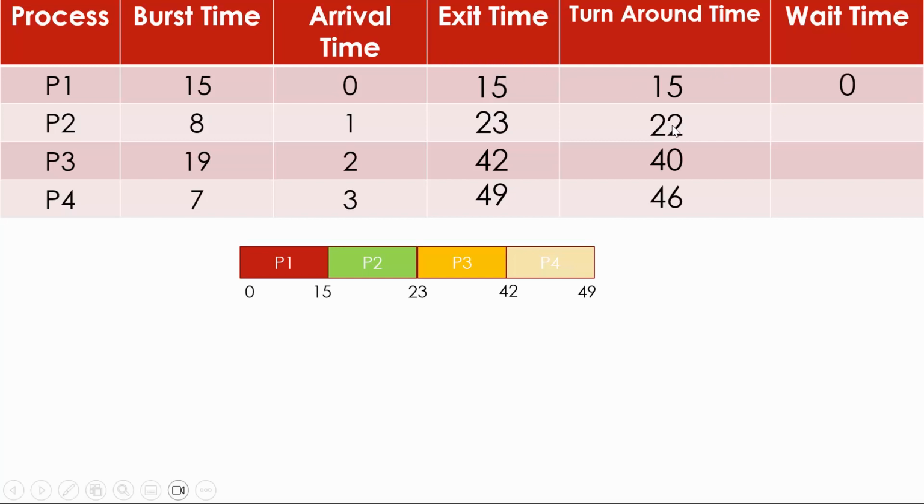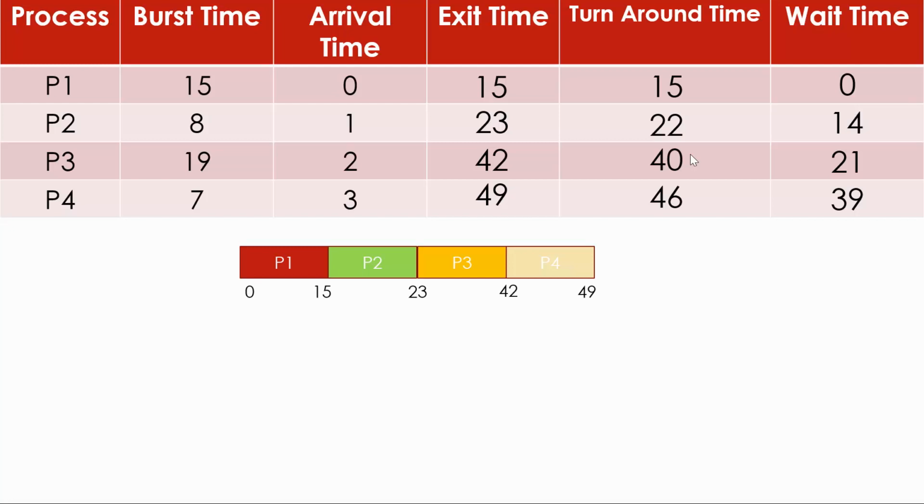What about P2? Well, that is the turnaround time minus the burst time. What's 22 minus 8? That's 14. Then P3. How long did it have to wait? What's 40 minus 19? That's 21. And what about P4? How long did it have to wait? Well, 46 minus 7, which is 39.